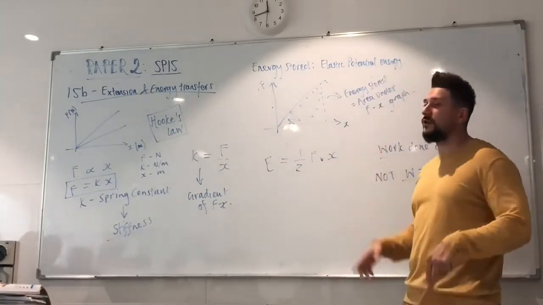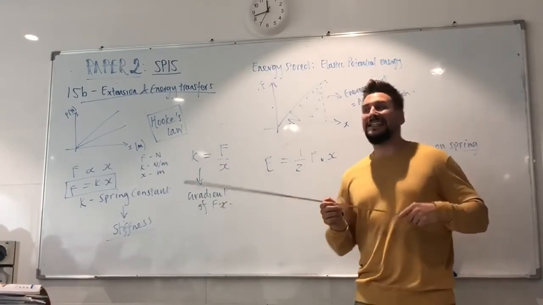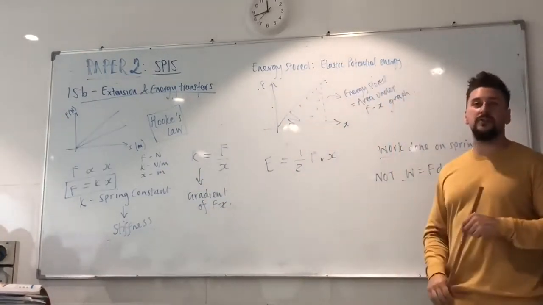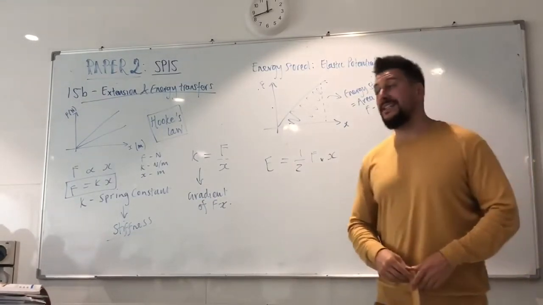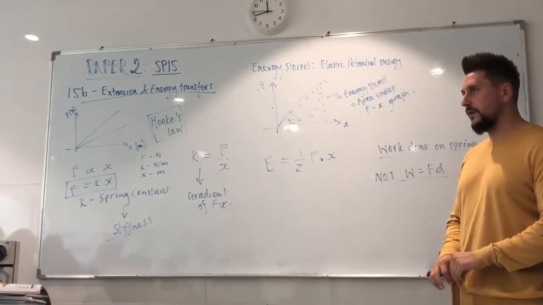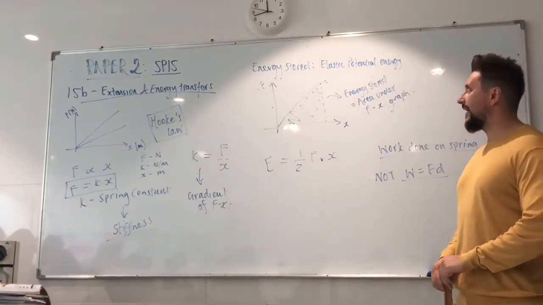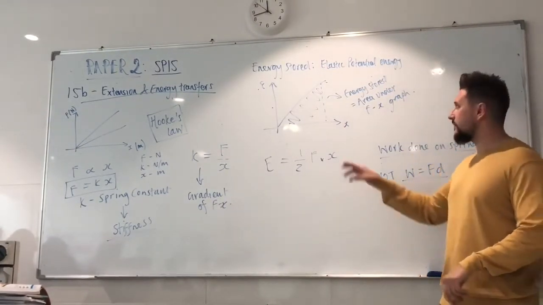So the energy stored inside a spring, if I stretch it or if I compress the object, is elastic energy or elastic potential energy. So energy stored inside a stretched spring is elastic potential energy. How can I calculate the elastic potential energy stored inside a spring?